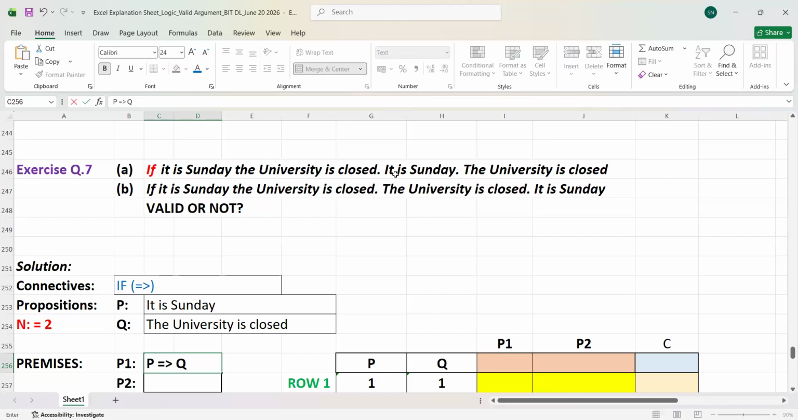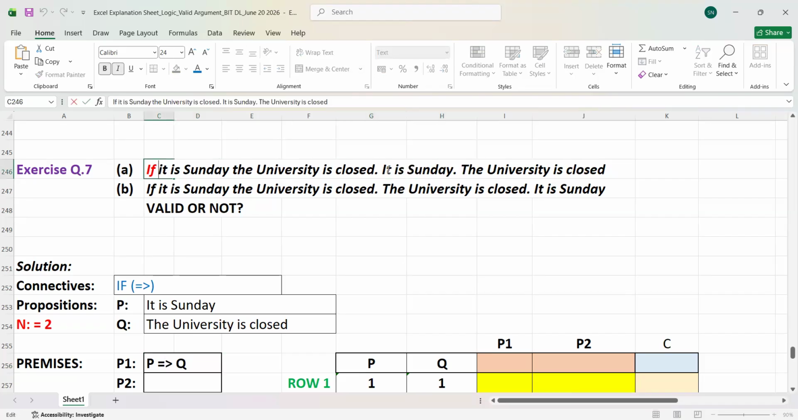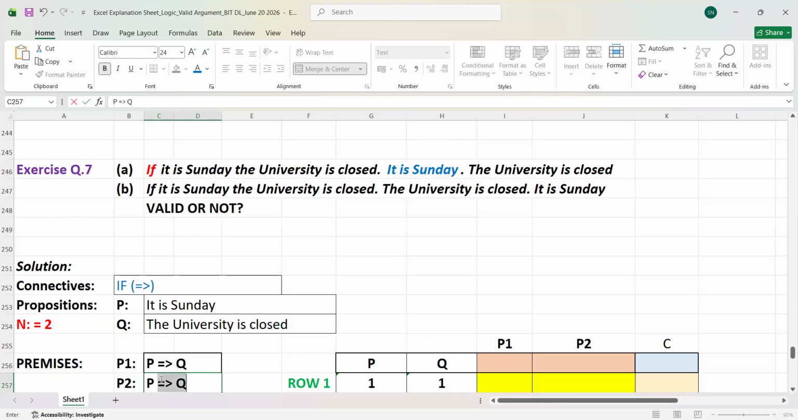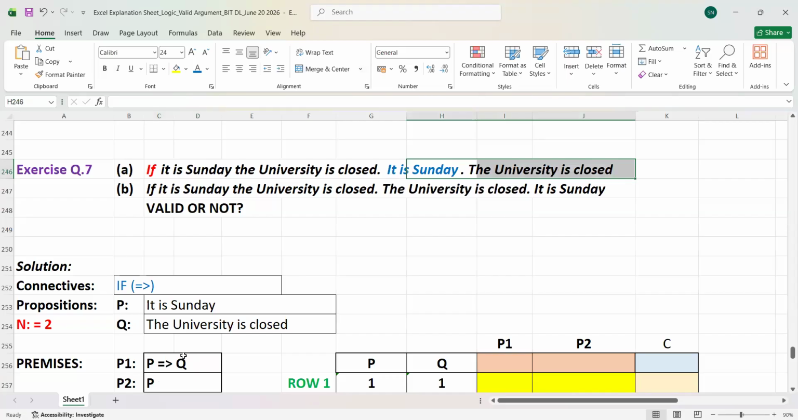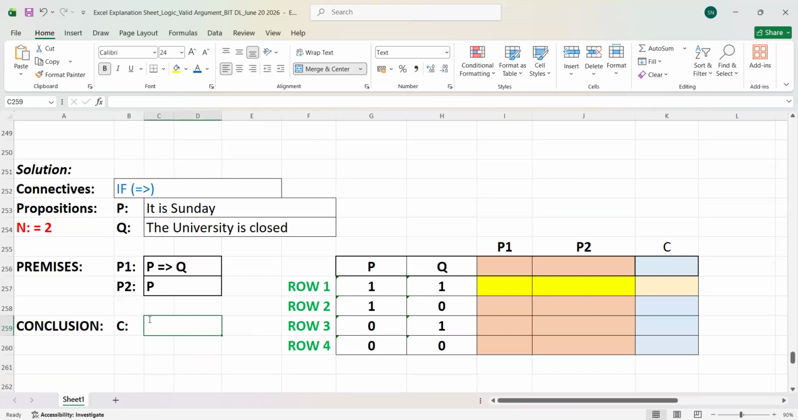And then the second statement is, it is Sunday. That becomes P. And then the last one is, the university is closed, which is my conclusion. That gives you Q. That's a very simple question. So this is my table. All I need to do is join P to Q here, repeat P here, repeat the conclusion here.